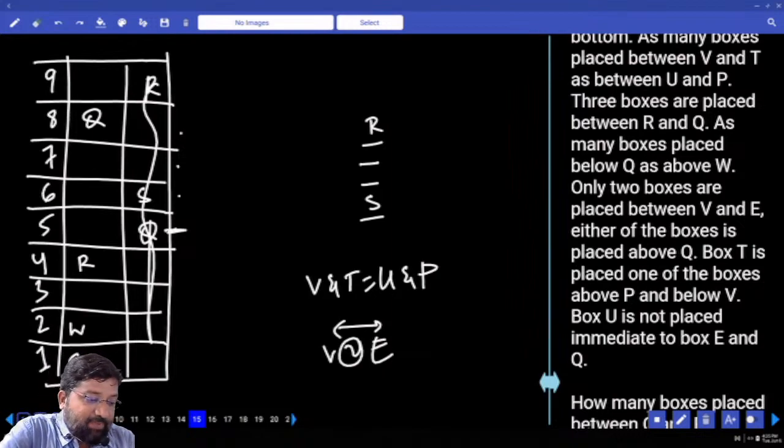Only 2 boxes are placed between E and V. Either one of the boxes is placed above Q.